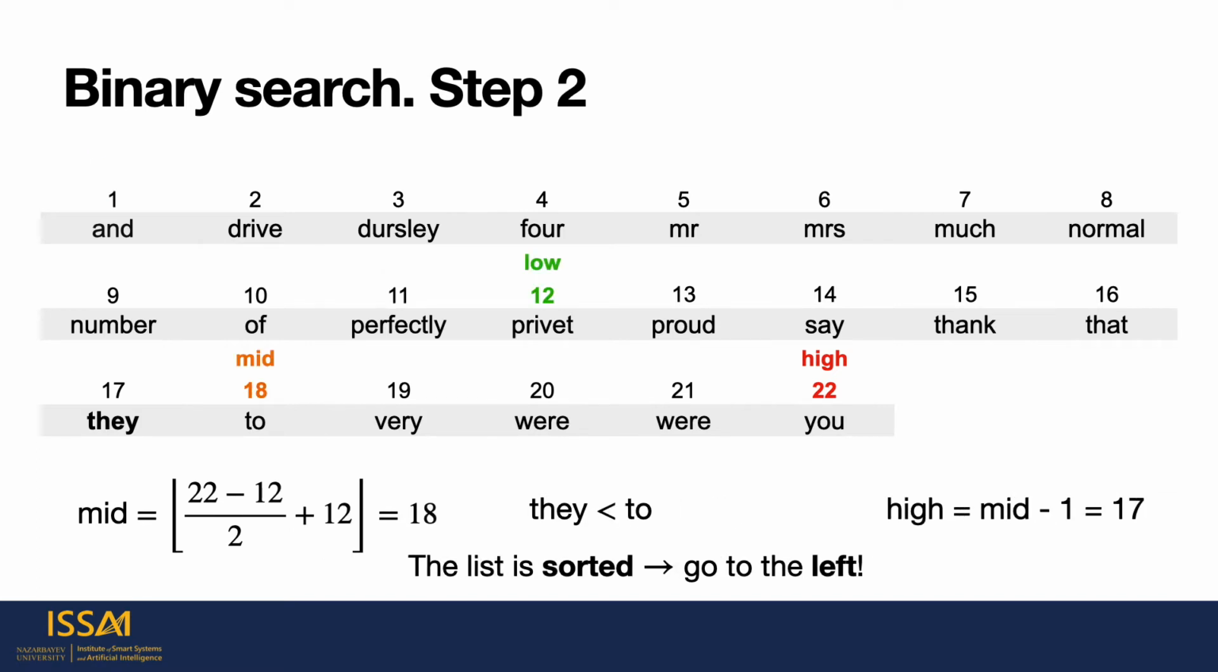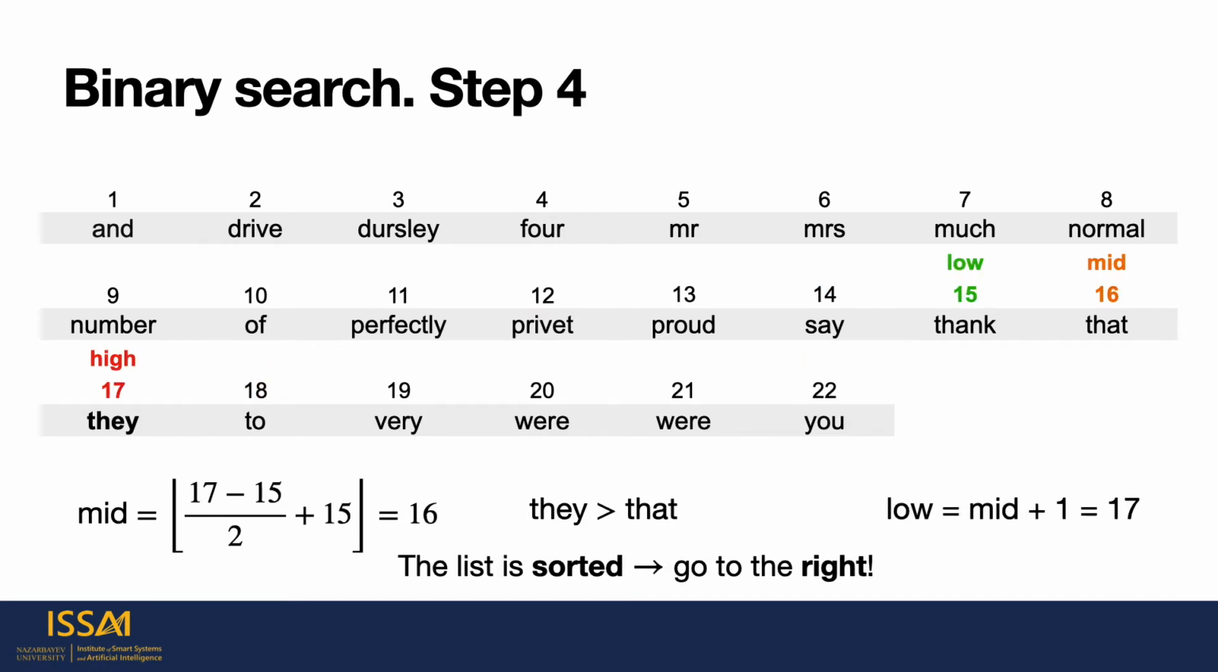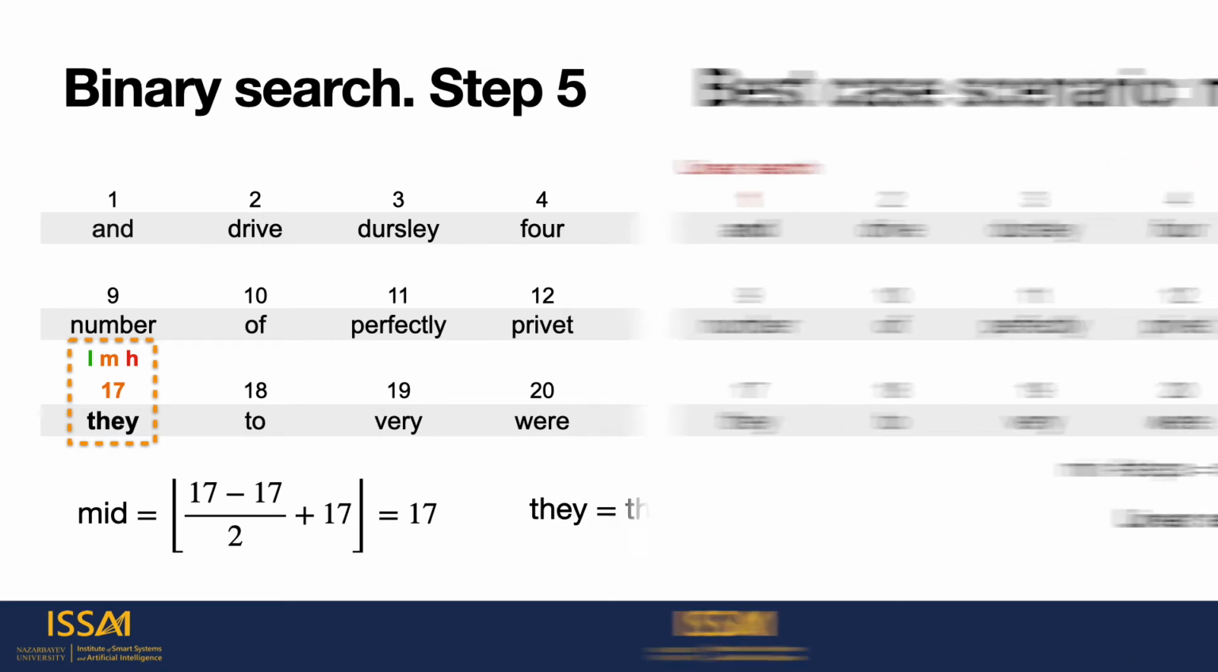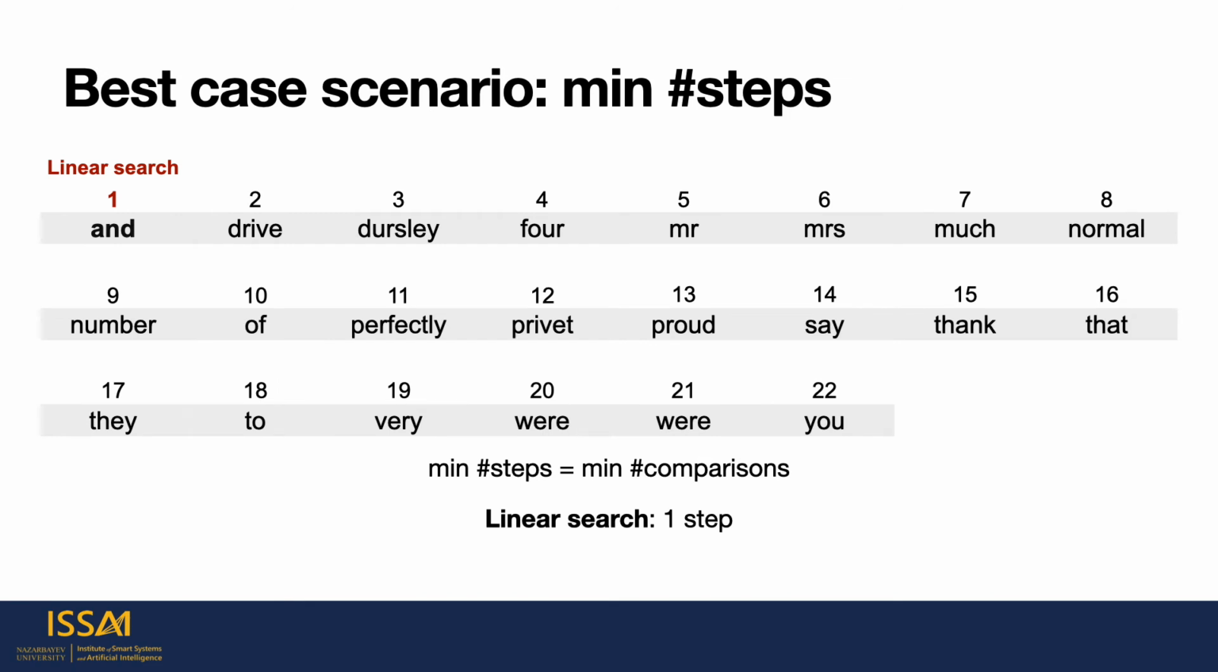At step 2, the search space is shrunk by half. Mid is updated to 18 and points to 2, which is alphabetically higher than they. So we look into the left half of the current search space and update high to 17. Steps 3 and 4 go in the same fashion. At step 5, we're left with a single element in the search space. Low, mid, and high point to the same word in the sequence, which corresponds to the target they. Our work is done. Using the same example, we will explore the ideas behind the best and worst case scenarios.